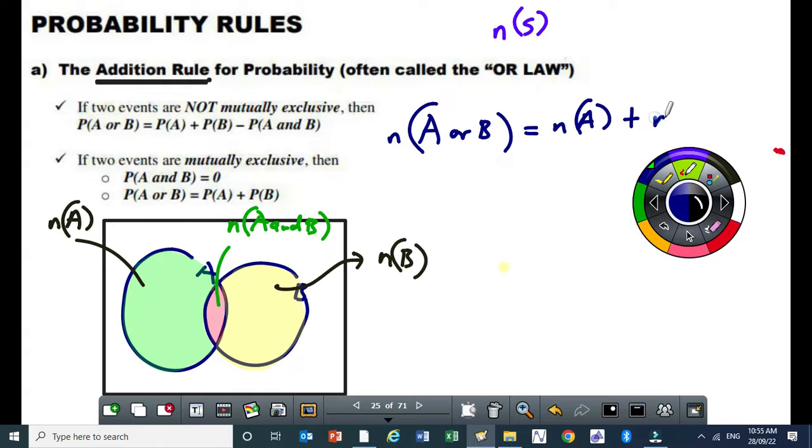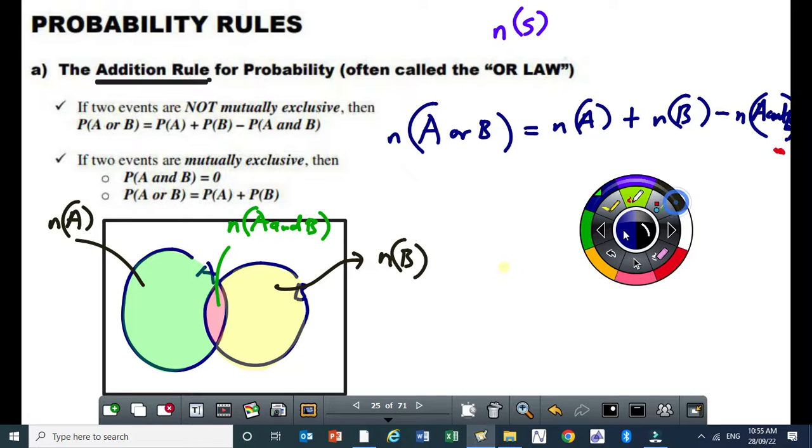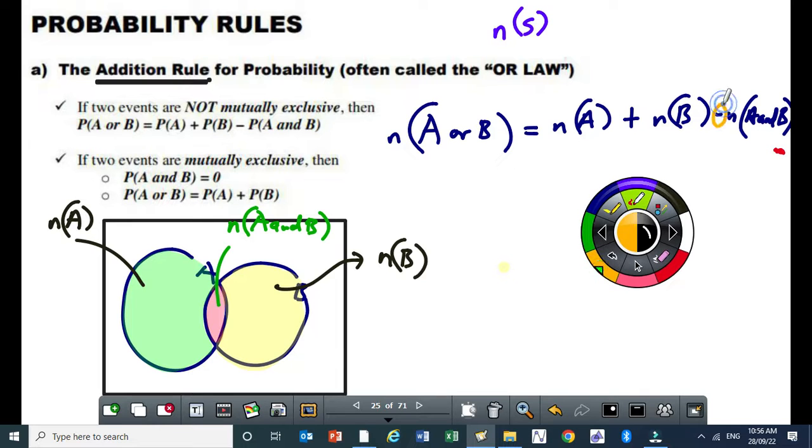Plus the number of elements in B, which also includes the what? The intersection. So how many times are we going to count the intersection? Twice. Because of the double counting, we have to subtract the intersection once. So this will become minus N of A and B. Let me write it nicely there so that nobody will say they can't see. So that would be N of A and B. We are doing the subtraction because of double counting. So this minus here is because of double counting here.